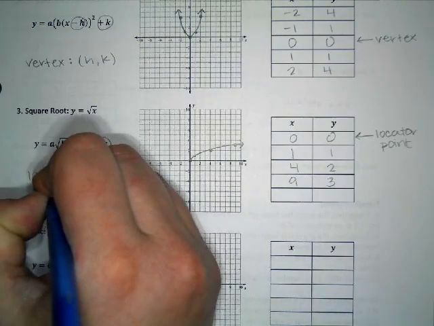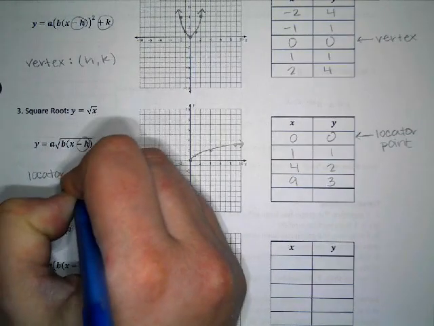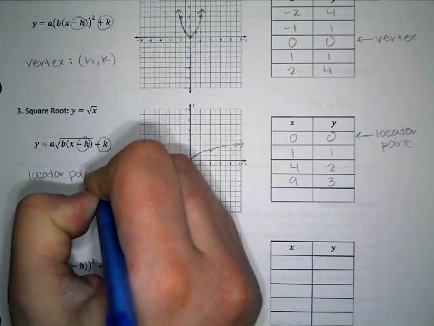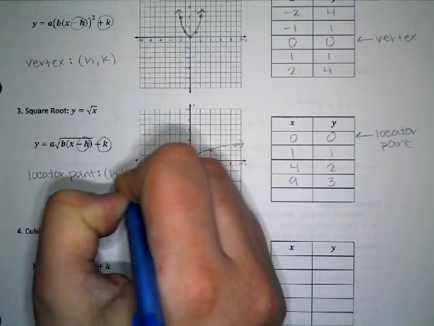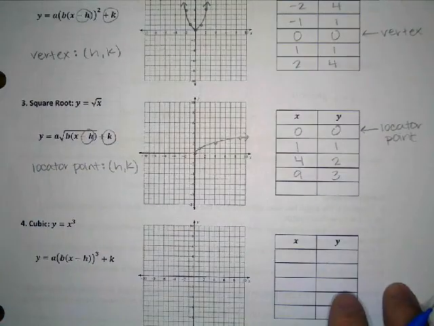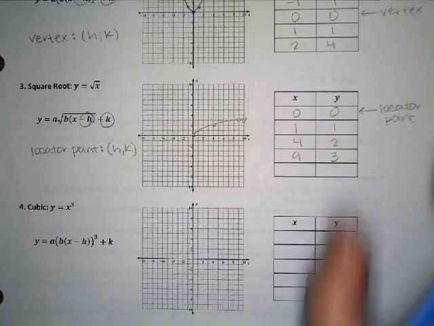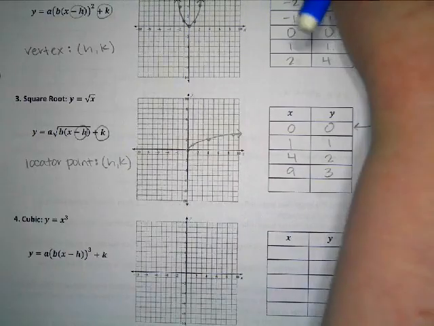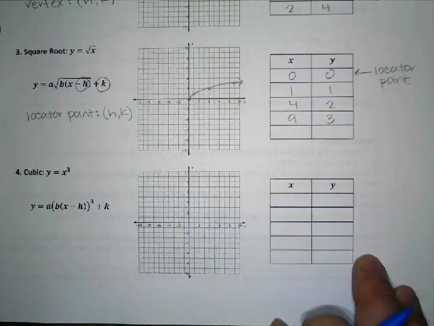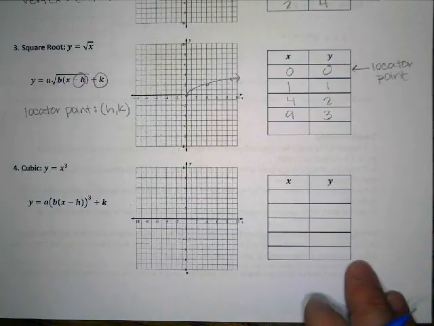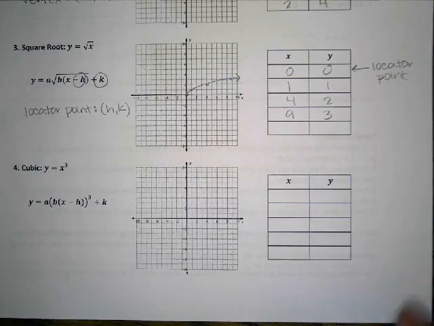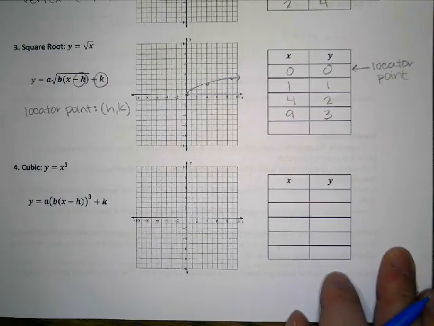Locator point is still HK. It's very consistent. Okay, let's do a cubic.